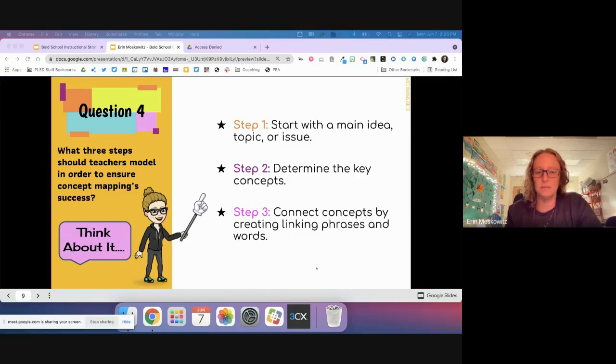So this strategy is something that can be used across all genres. The example that we're going to have up in the next slides is like a science lesson, but it can literally be used in anything, any sort of main idea, topic, or issue, and the students can create their own concept map or their own graphic organizer that helps display their thinking.